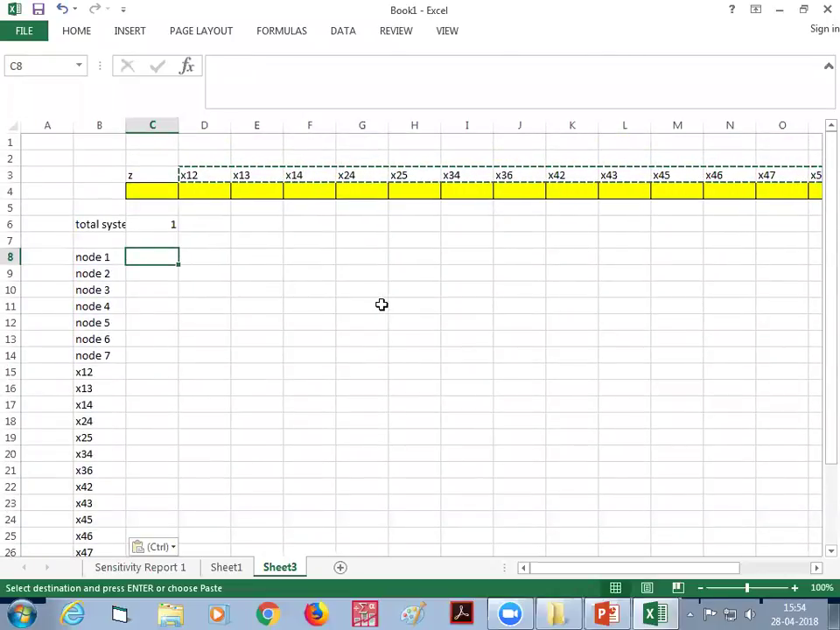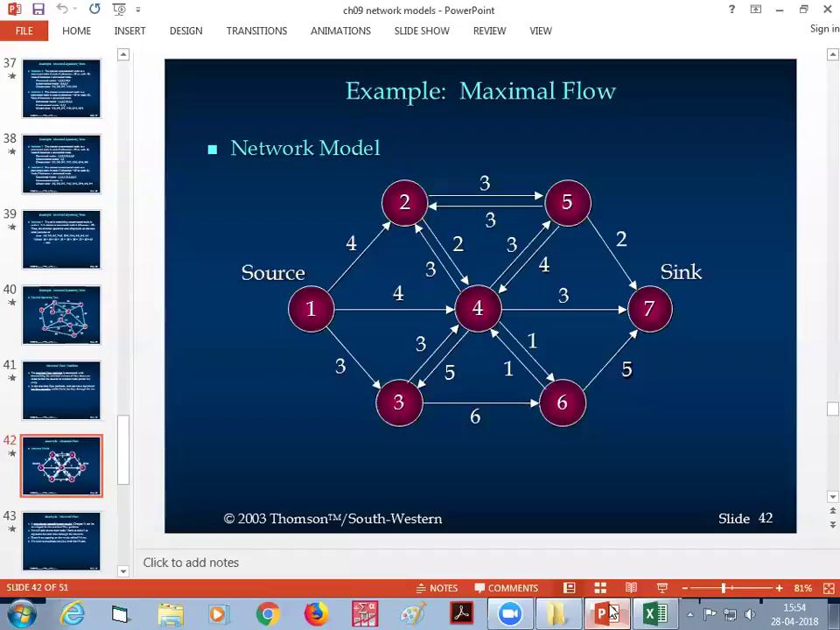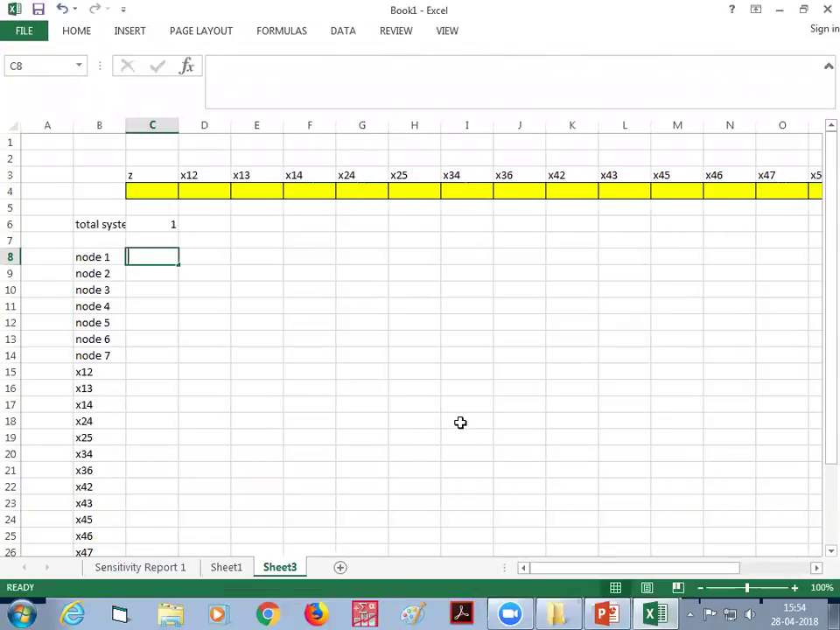Okay, node 1. Again, inflow minus outflow. Shall I take inflow minus outflow or outflow minus inflow? Inflow minus outflow. At node 1, inflow is Z from 7 to 1. Outflow is x12, x13, x14. So that becomes 1 for Z, minus 1, minus 1, and minus 1. A very simple one.